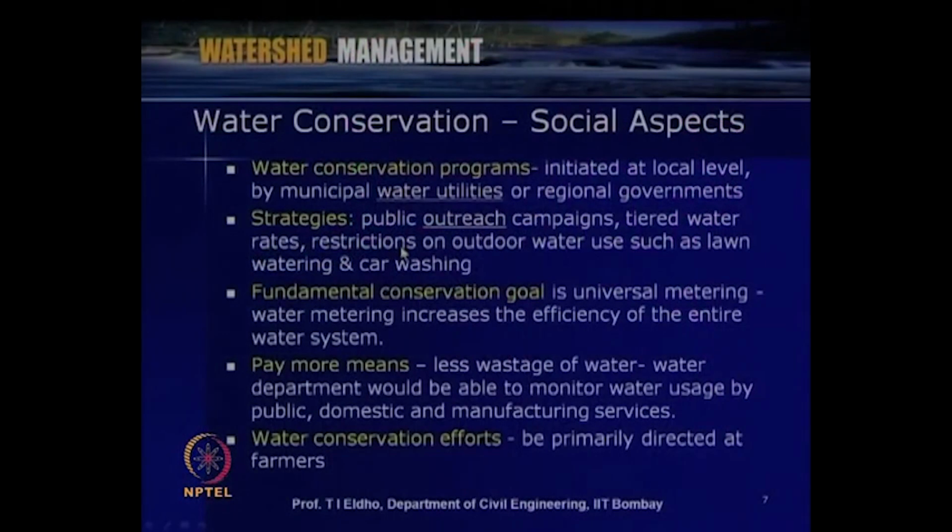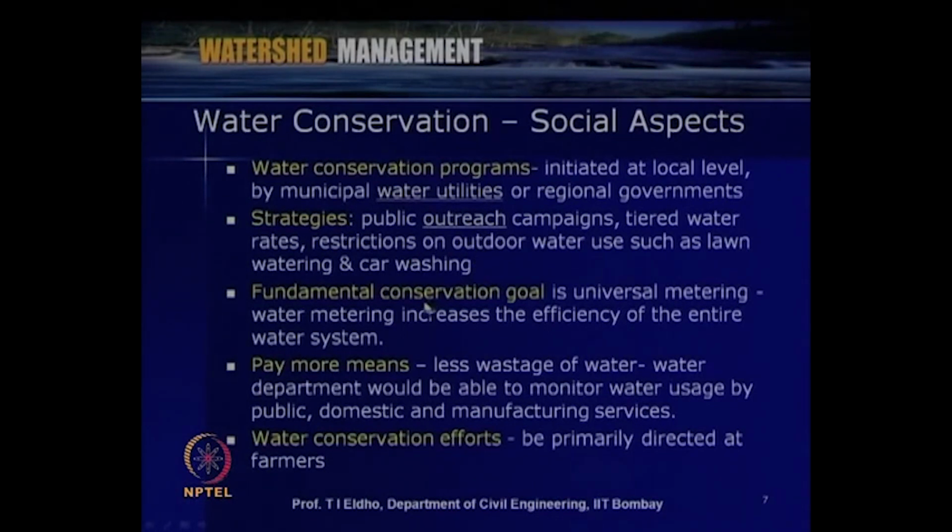Some of the other strategies include restrictions on outdoor water use, such as lawn watering and car washing. In many places, housing societies and institutions use so much fresh water for lawn watering, car washing, or other kinds of washing. If they can reduce that, it will be a better strategy as far as water conservation is concerned.